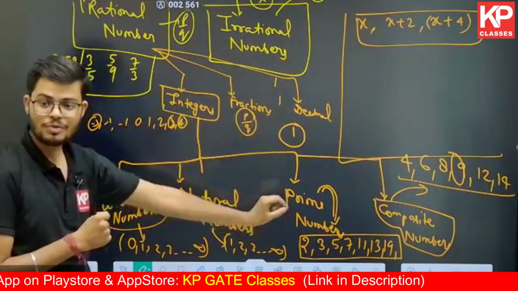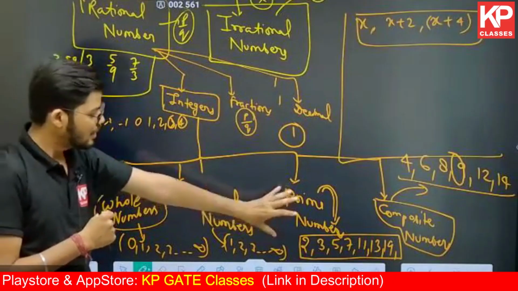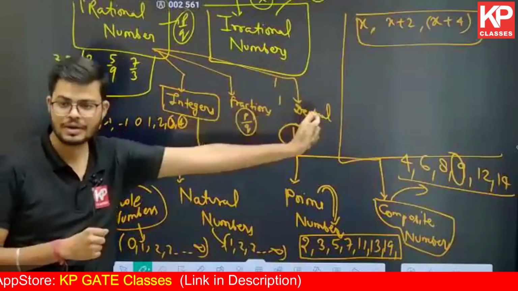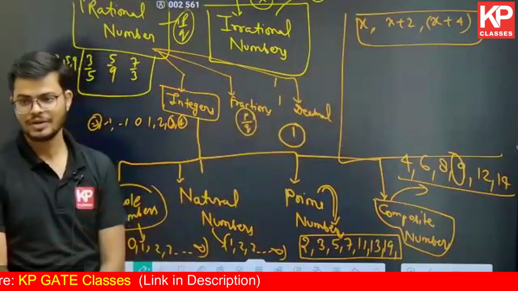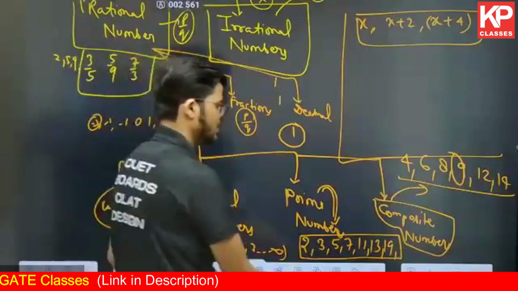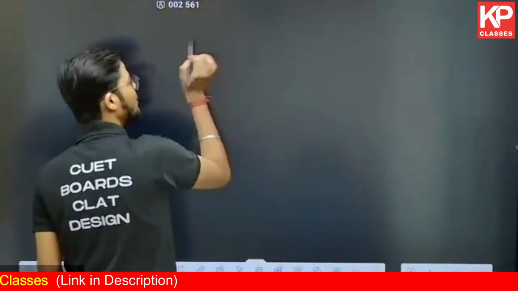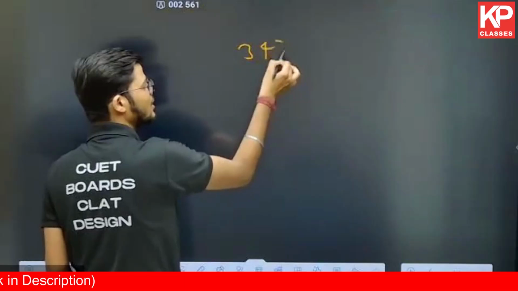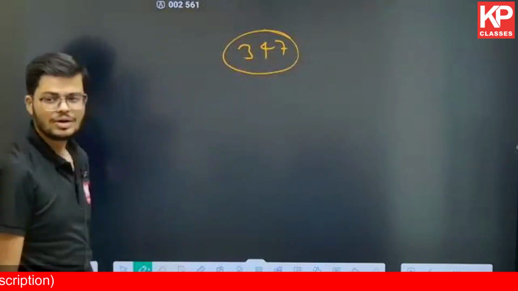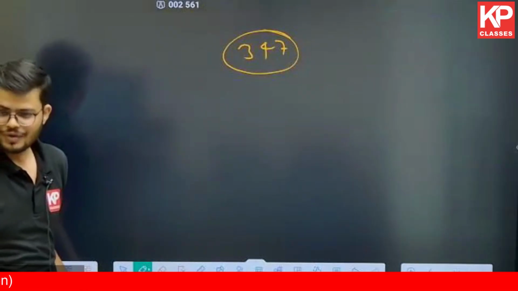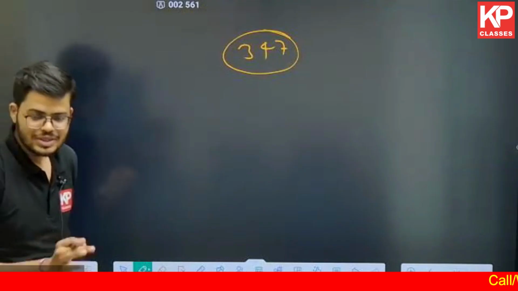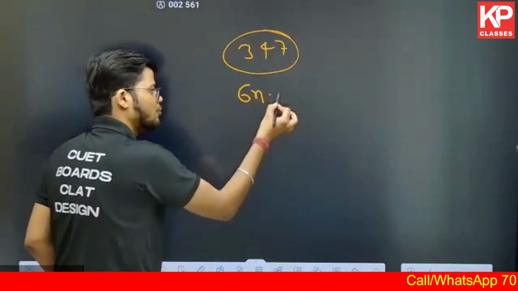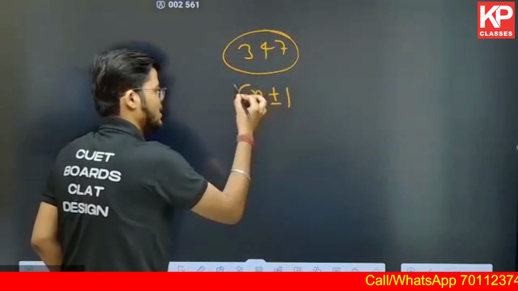Now, the second type of question that you will get from it. Suppose they have given a number and they ask, is it a prime number or not a prime number? So how are we going to check it? Suppose a random number is given, 347. Is it a prime number or is it a composite number? So how are we going to find it? The logic here is that all the prime numbers will be in the format of 6n plus minus 1.